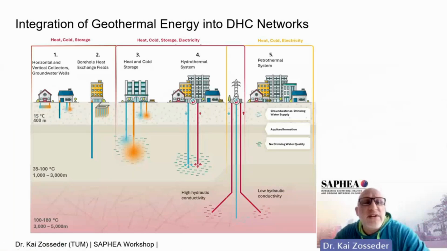Of course, we have different systems for geothermal. So you can have shallow geothermal systems and deep geothermal systems, also middle deep geothermal systems. Then they can produce different temperatures, as you see here in this picture.